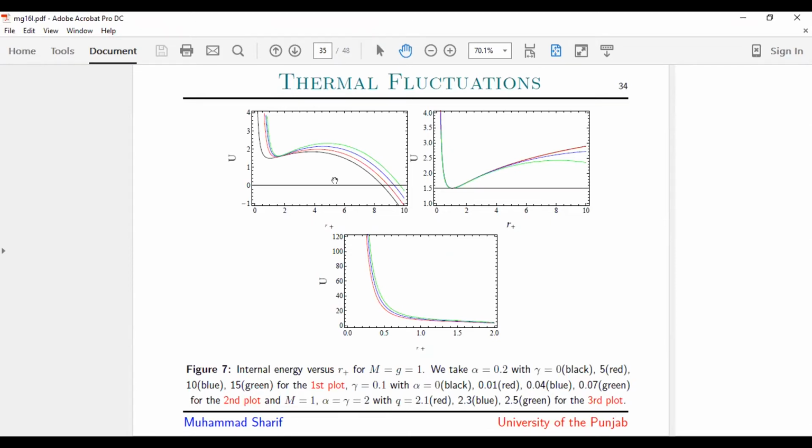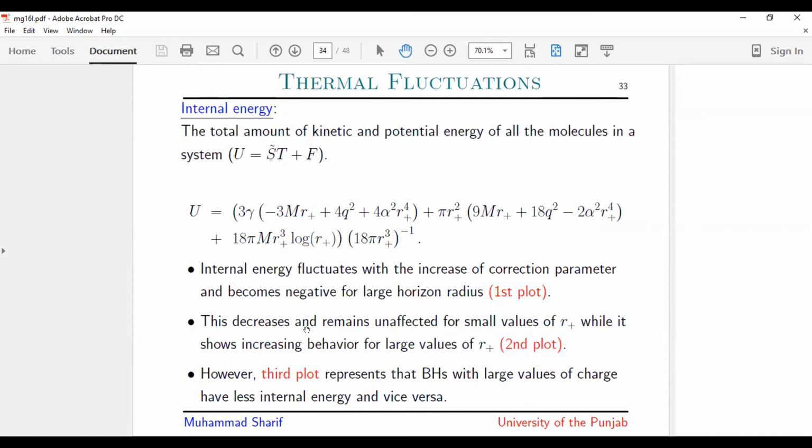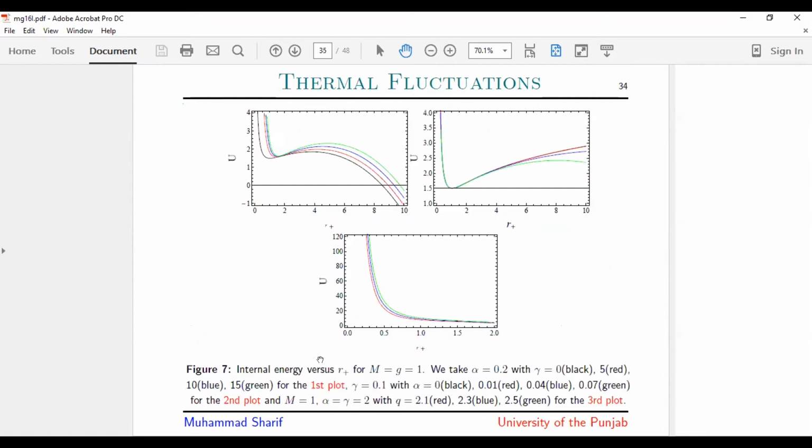And in the second graph, we see that it decreases till a certain point, then starts increasing. And in the third graph, it decreases from maximum to minimum. So this decreases and remains unaffected for small values of R positive, while it shows increasing behavior for large values of alpha. In the third plot, black holes with large values of charge have less internal energy and vice versa.